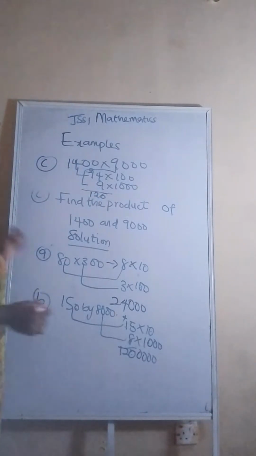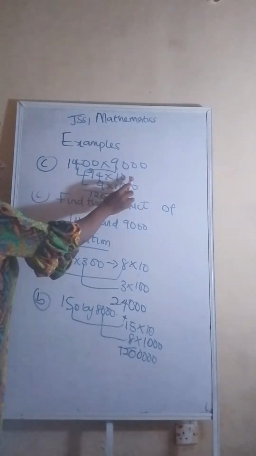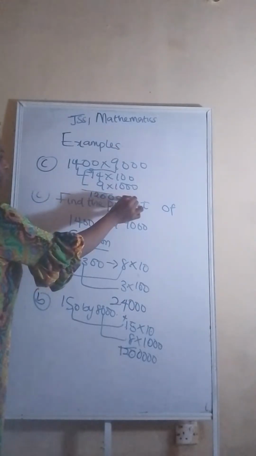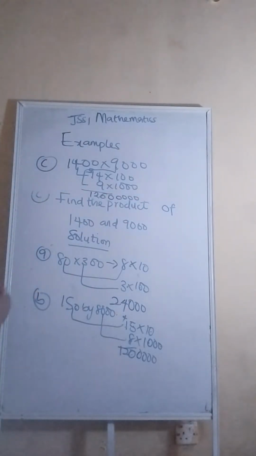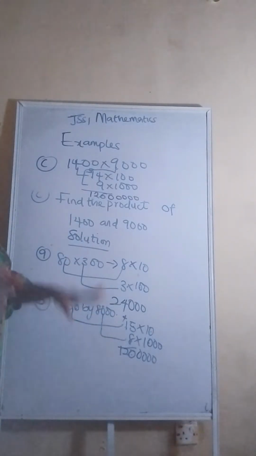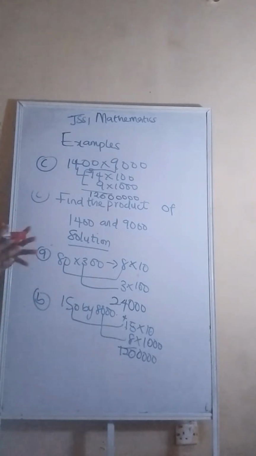126. Very good. So now let's add the zeros: 1, 2, 3, 4, 5. That is our answer, and that is how to multiply easily without stress. That is very easy, and that's what you can use when you have zeros in your question. You can use this particular formula, and it's not going to stress you at all. So now let's move to something else.